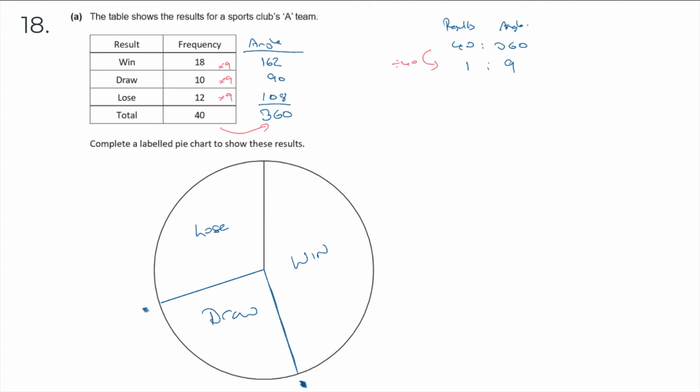Okay, so when you're drawing a pie chart, the most important thing is getting those angles right at the top. So most of the marks will come from this table part up here, working out the 3 angles. And then you'll get a mark or 2 for actually drawing it. Don't forget to label your pie chart at the end. If you don't put the win, draw and loss in there, then you're going to lose a mark for sure.